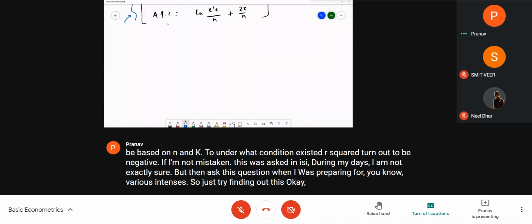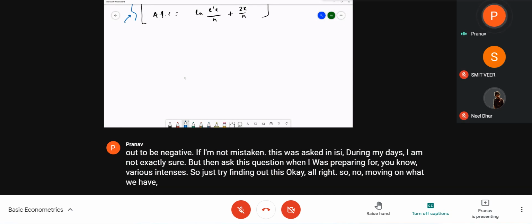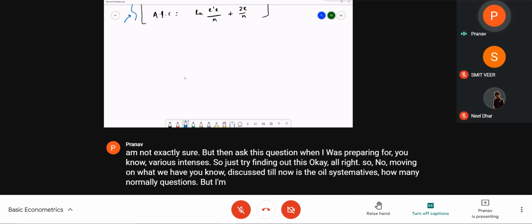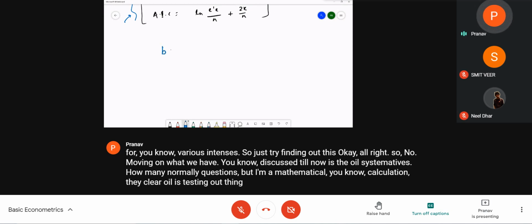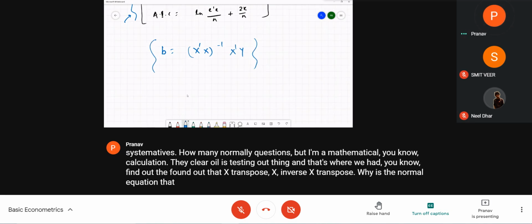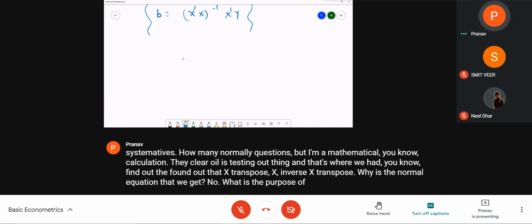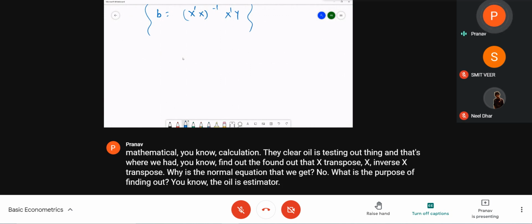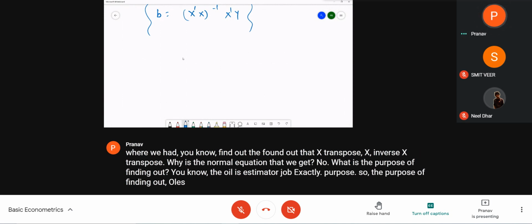Okay, all right. So now moving on, what we have discussed till now is the OLS estimators. हमने normal equation पढ़ा, हमने mathematical calculation देख लिया कि OLS कैसे निकालते हैं, and that's where we had found out that X transpose X inverse X transpose Y is the normal equation that we get. Now, what is the purpose of finding out the OLS estimator? क्या purpose exactly?